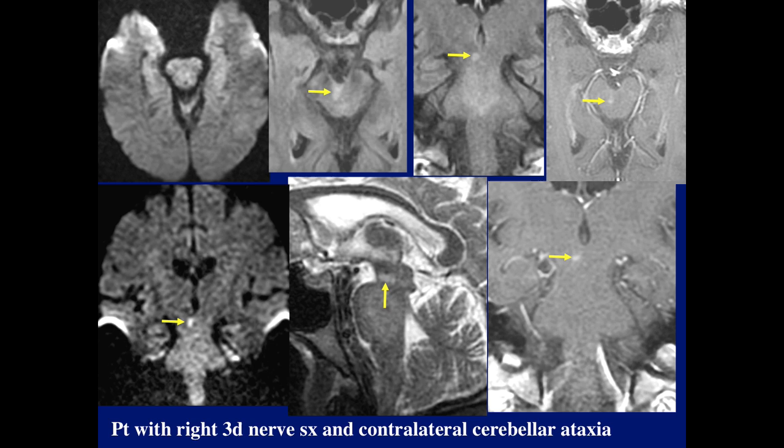Now, this was a very interesting case that the neurologist got very excited about. Patient presented with right third nerve symptoms and a contralateral cerebellar ataxia. And here he had a small stroke. The axial did not cut through exactly, but we can see it on the coronal. And here's the abnormality near the interpeduncular fossa seen on the coronal plane. A little bit of enhancement on the post-gado images. And here it is on the sagittal.